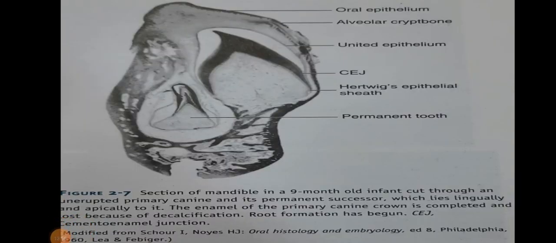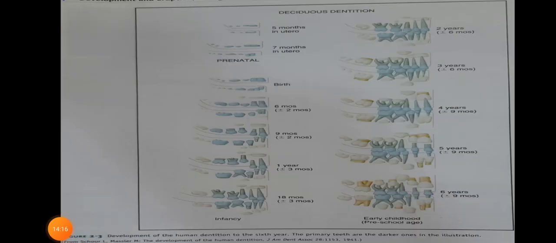Chronologies of prenatal teeth formation are based generally on dissected fetal material. You can see figures 2.3 and 2.7. This is figure 2.7, a section of a mandible in a 9-month-old infant cut through an unerupted primary canine and its permanent successor. Let's have a look at figure 2.3.